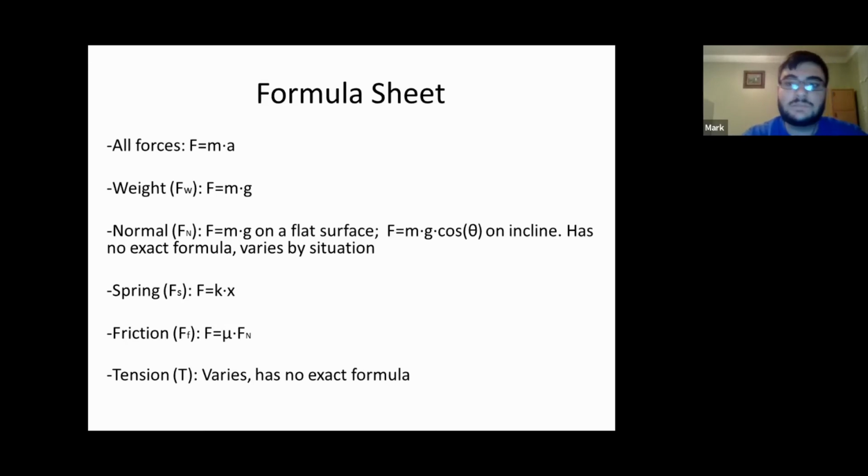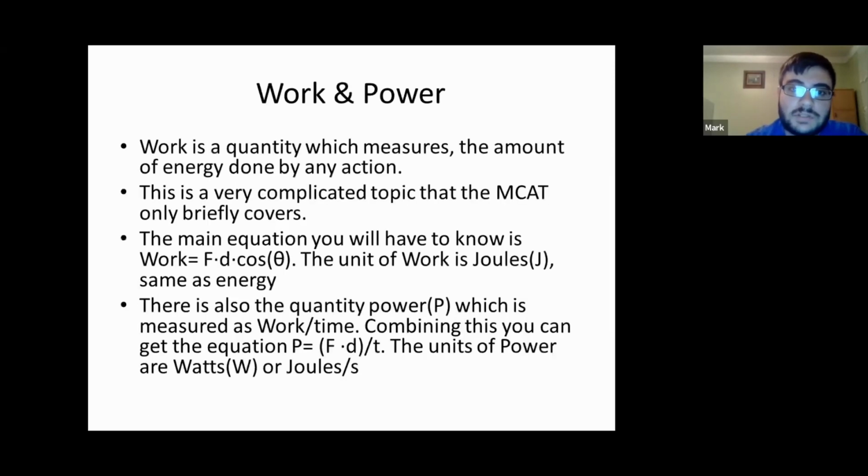Mu, there's two different types. There's static and kinetic. Kinetic is when an object is already moving and it's usually lower. Static is when an object is at rest and you're trying to move it. It's usually higher. Tension, again, varies, no exact formula, just like normal force. Any questions on this before we move on? Any of the formulas, anything with force, before we move on to work and power?